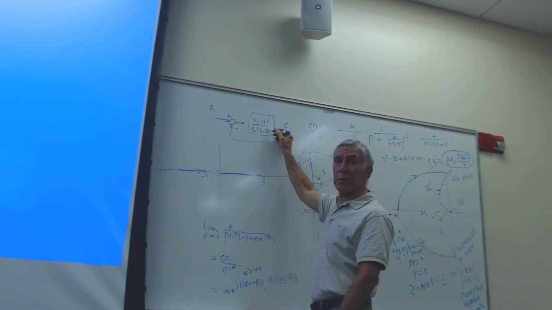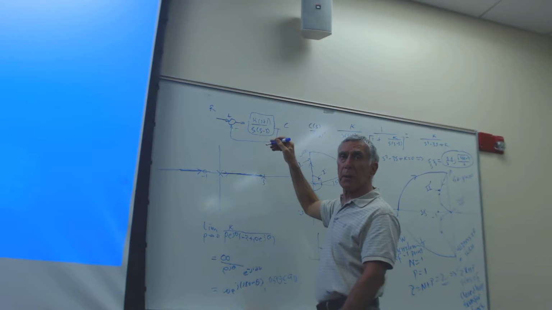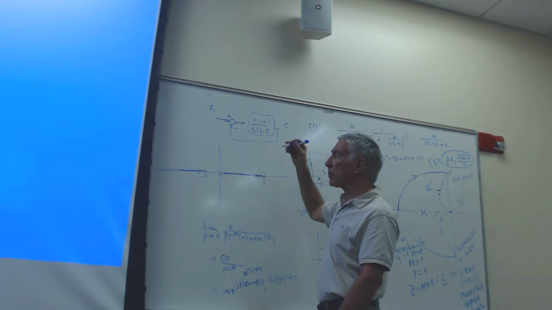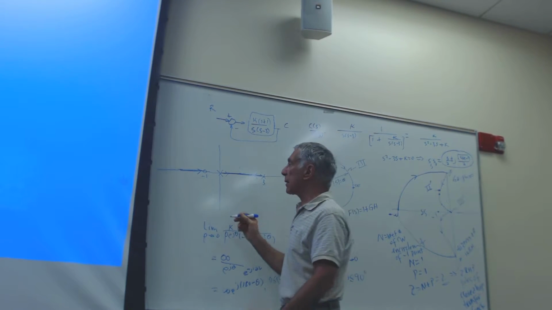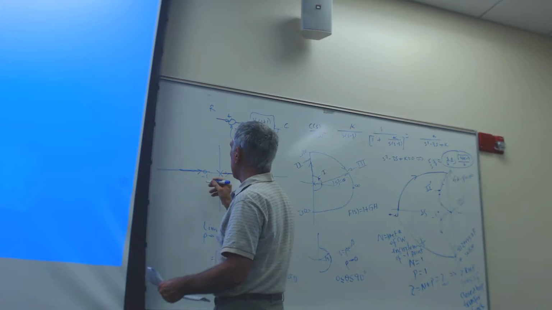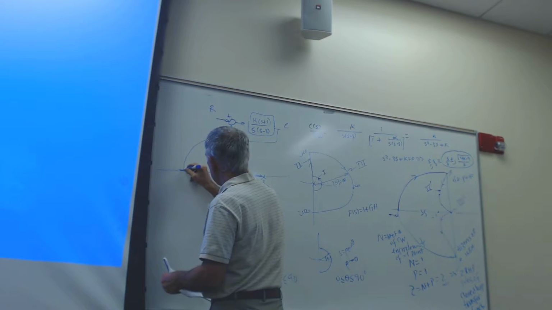There's going to be 1 asymptote, right? It's the difference between the finite zeros and finite poles of the open loop transfer function. So there's 1 asymptote, and that 1 asymptote is along the negative real axis. Okay. So it's going to break away somewhere here, and somewhere here is going to re-enter.